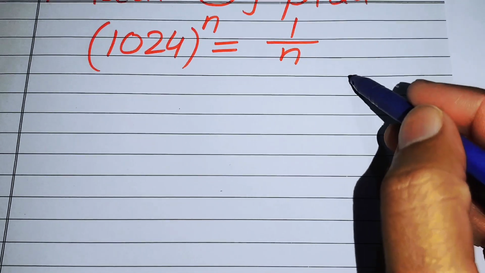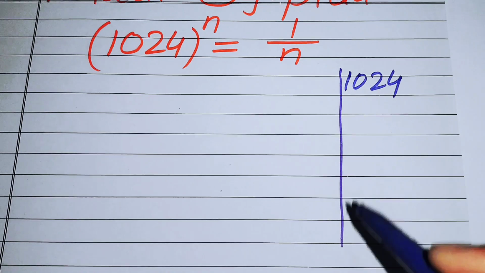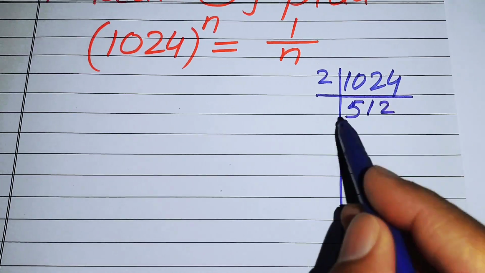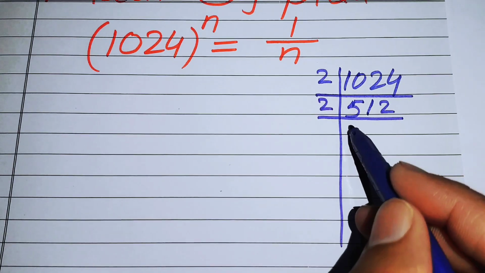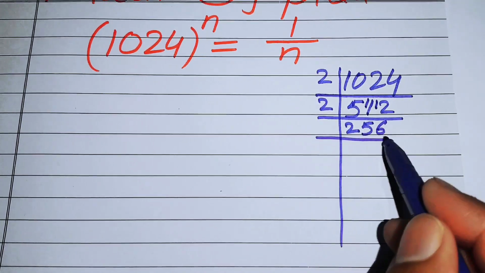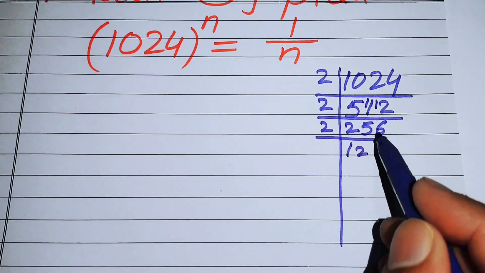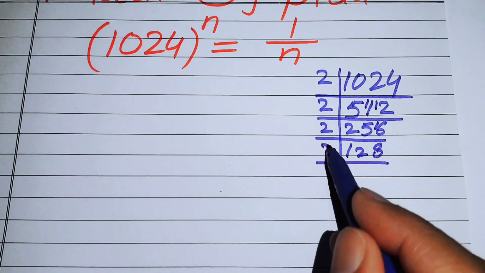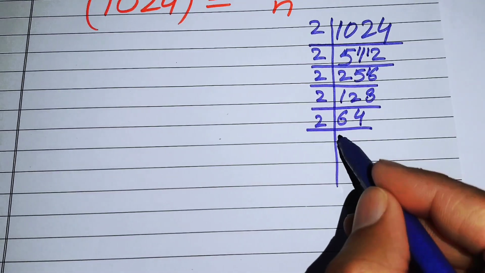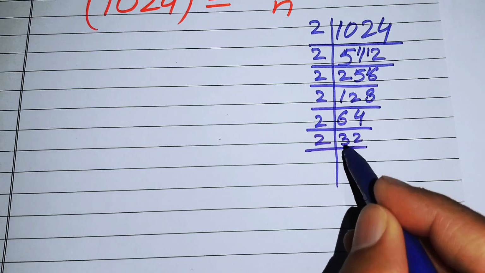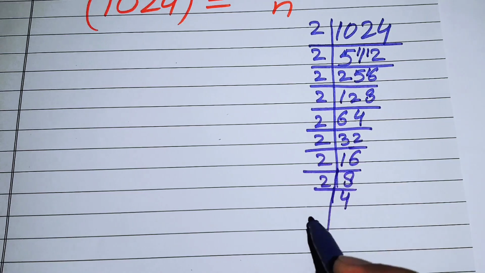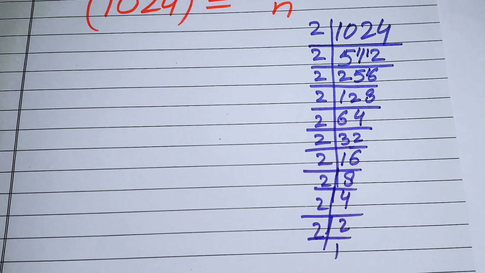We will easily get the prime factors of 1024 as follows. Here you have 1024, so we divide this 1024 by 2, and you will get 512. We again divide it by 2 and get 256, again by 2 and get 128, again by 2 and get 64, and again by 2 and so on, until we reach 1.